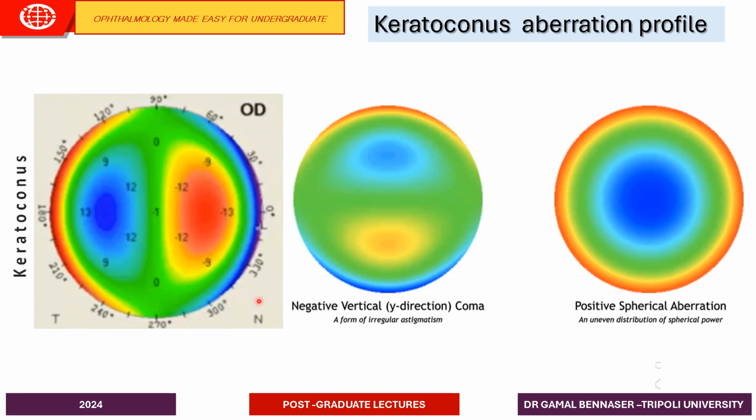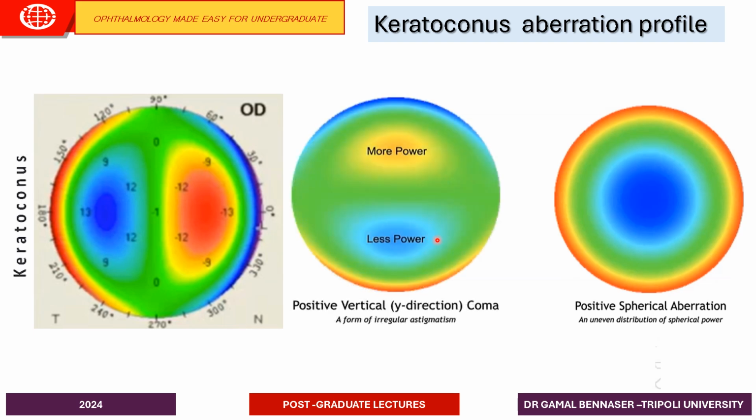Again here, let's speak more about the vertical coma. This is called negative vertical coma because the inferior part is more powerful than the superior part. This is typical in patients with keratoconus, that the inferior part is more powerful. So patients with keratoconus have a negative vertical coma. This is the most common. Now, this is the reverse. This is a positive vertical coma, in which the upper part is more powerful than the inferior part.